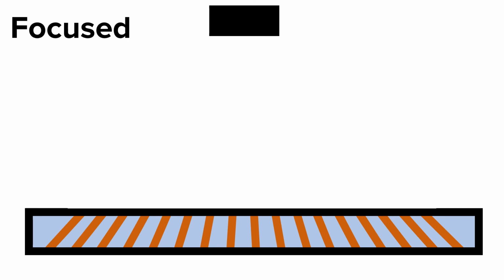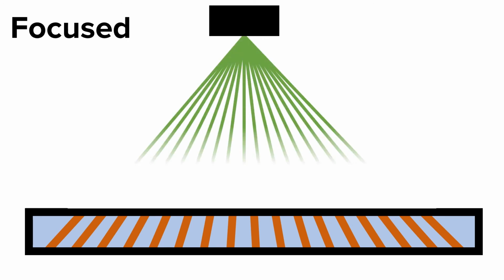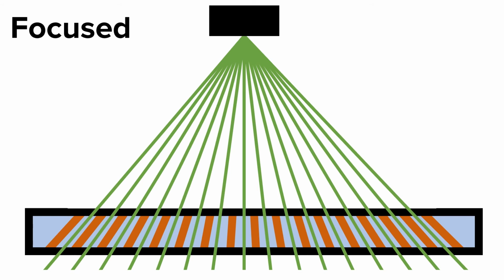A focused grid has lead strips that are lined up with the anode target. The advantage of a focused grid is that you get no grid cutoff. A couple disadvantages of a focused grid are that they are harder to manufacture, so they're more expensive, and they require an exact SID.